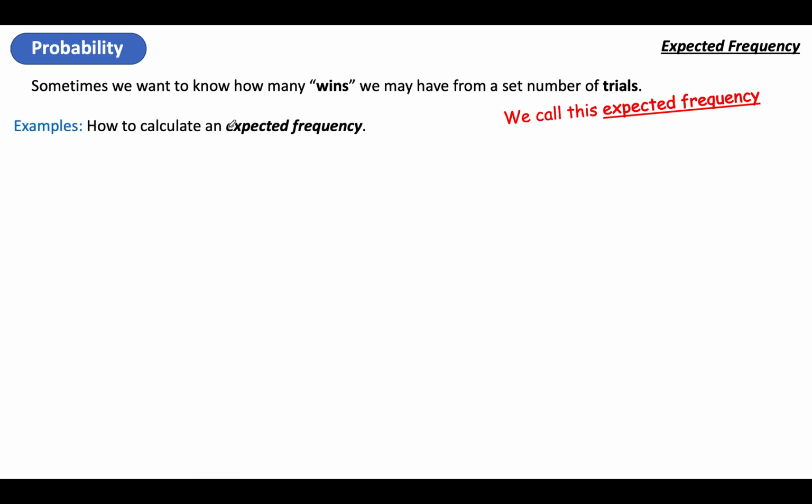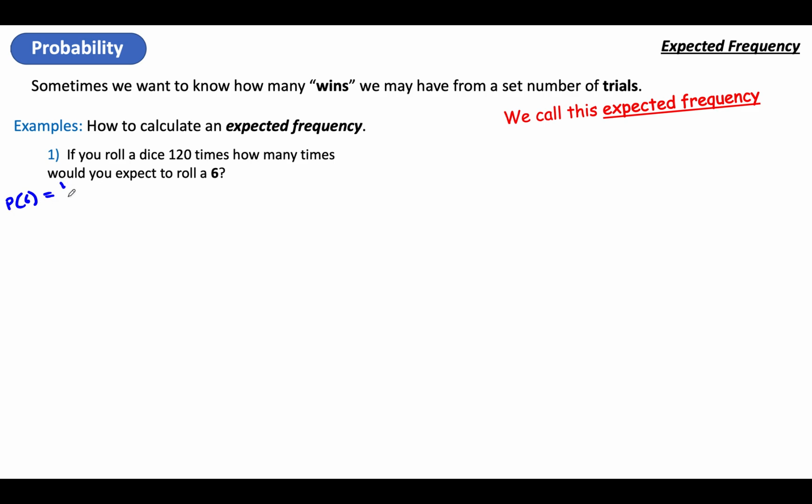Right, how do we calculate expected frequency? Well, this is the sort of question we're talking about. Say we roll a dice, and by that we just mean a standard 6-sided dice. If I roll it 120 times, how many times would I expect to roll a 6? Now, the first thing I'm going to work out is the probability of getting this win. The win in this case is a 6.